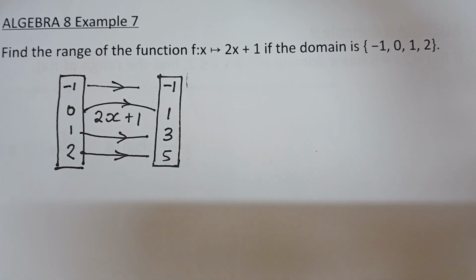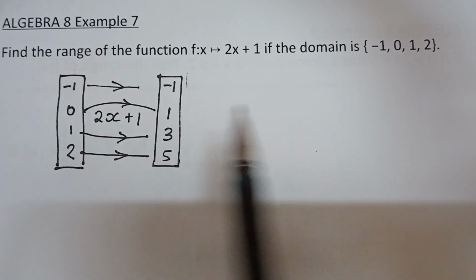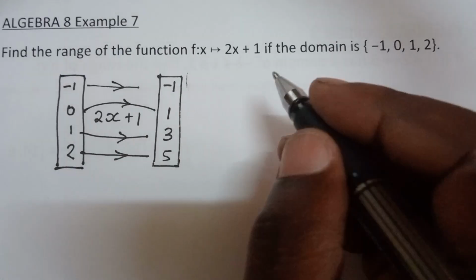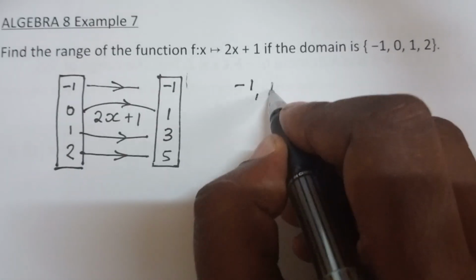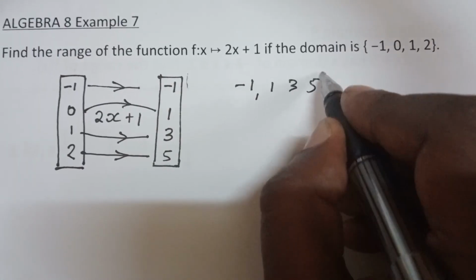And that is just the end of this question. So we can summarize the range as -1, 1, 3, and 5.